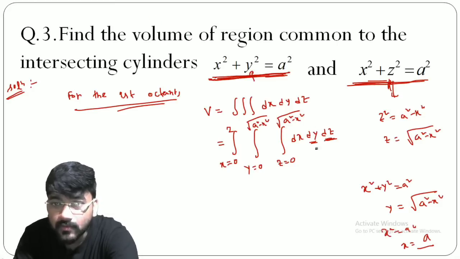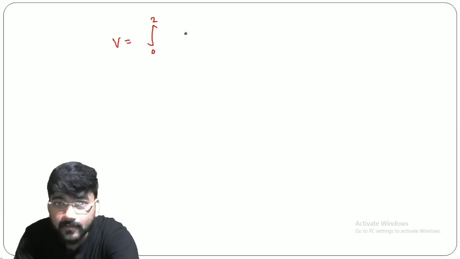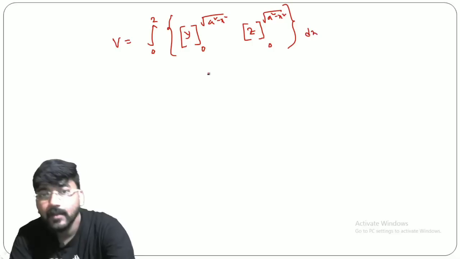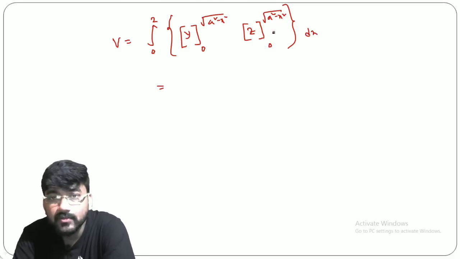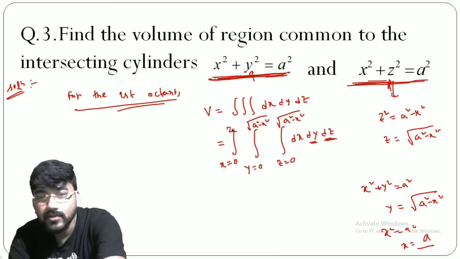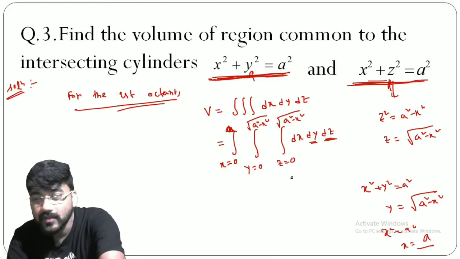Now if you talk about integration dy, it will be y, and y will vary from 0 to root a square minus x square. Another integration dz gives z, and it will also vary from 0 to root a square minus x square, and then dx. So root a square minus x square into root a square minus x square will be just a square minus x square dx.